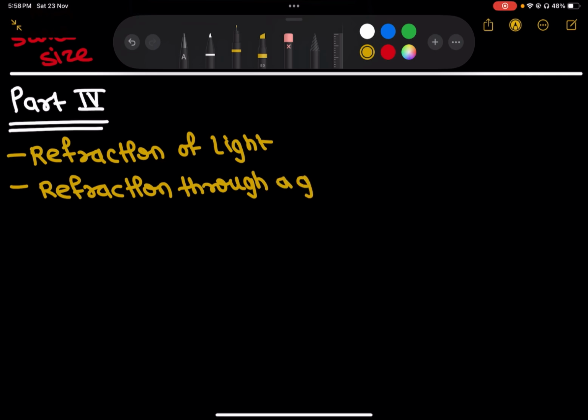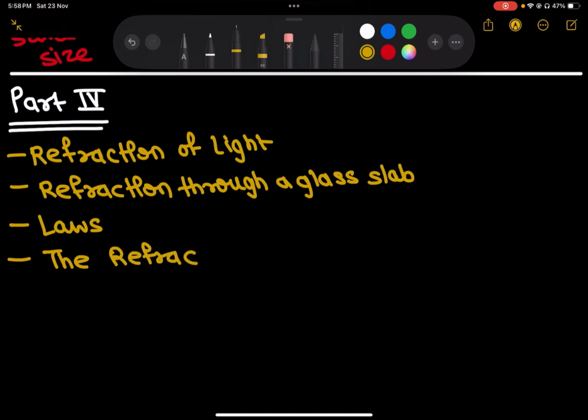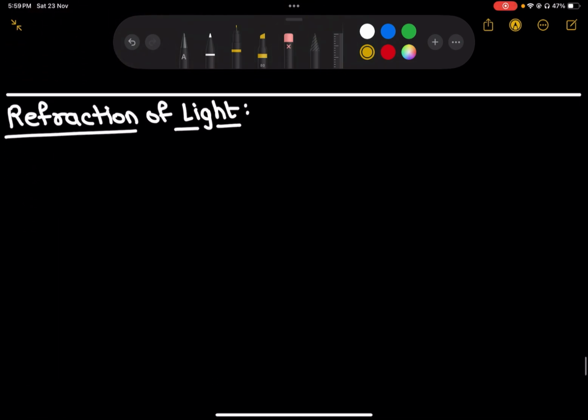So this question is usually asked in the boards. It's a very important question. Other than that, it is also like a base case for understanding refraction of light. Then we'll study the laws of refraction, and then lastly, we'll study the refractive index, which is very, very important regarding your numerical section. So let's start with refraction of light.